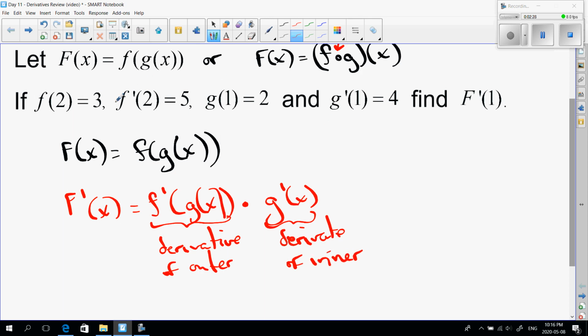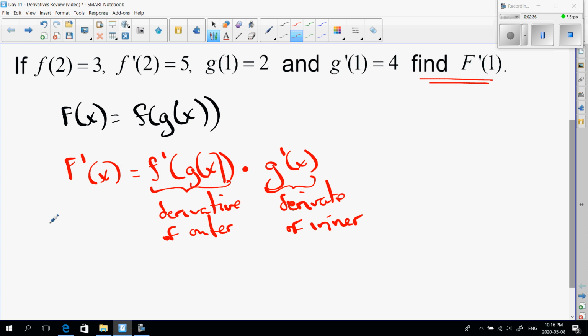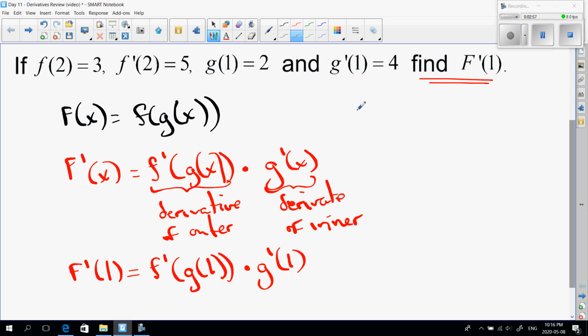All right. Now they actually want me to find capital F prime 1. Well, that's no problem. All I would do is take this notation and replace those x's with a 1. So capital F prime 1 is going to equal f prime g at 1 times g prime 1. I don't overcomplicate this, okay? All I did was fill a 1 in for the x's.